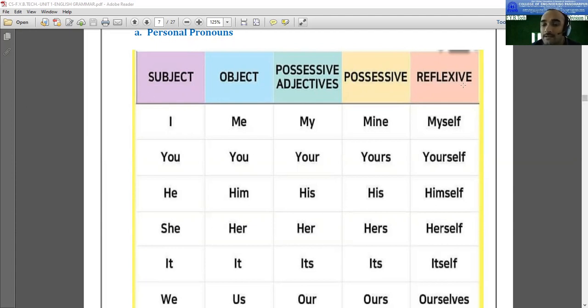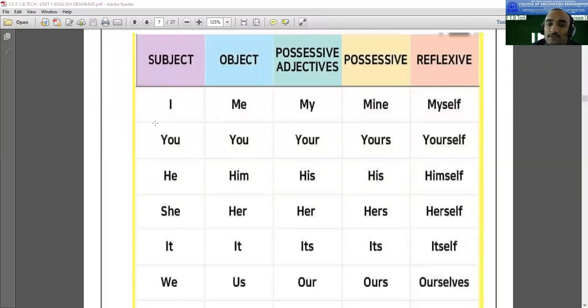So these are the 5 types of cases a personal pronoun is having. Okay, so in the subjective case we use I, and in objective case it becomes me. When we change the voice of the sentence, then subject becomes object. That's why I becomes me in objective case.